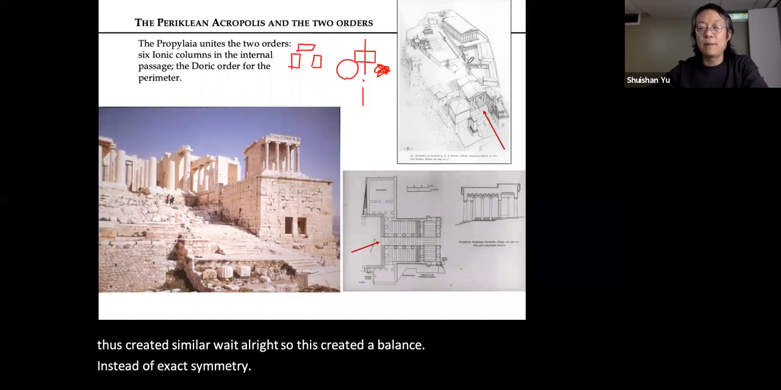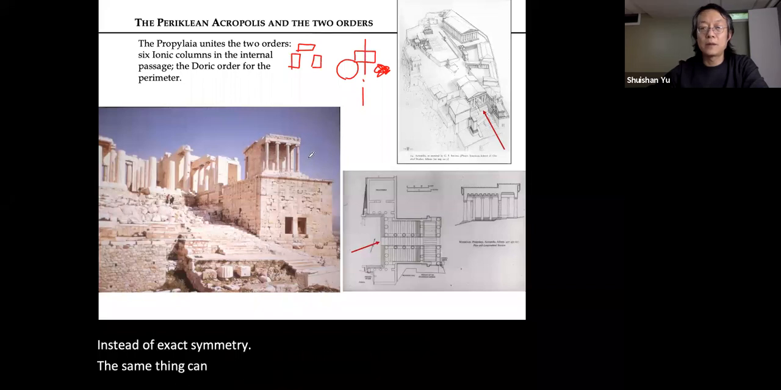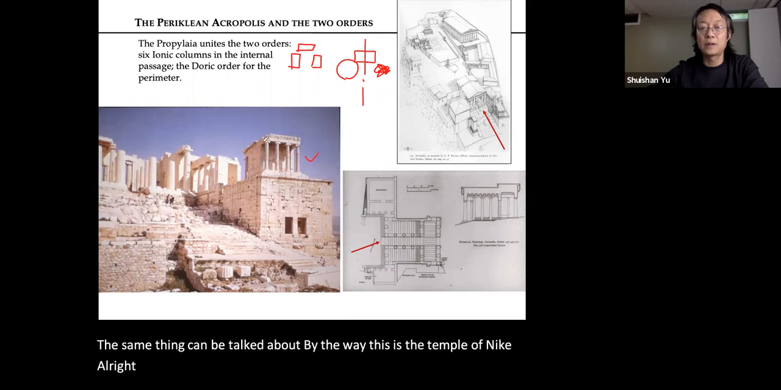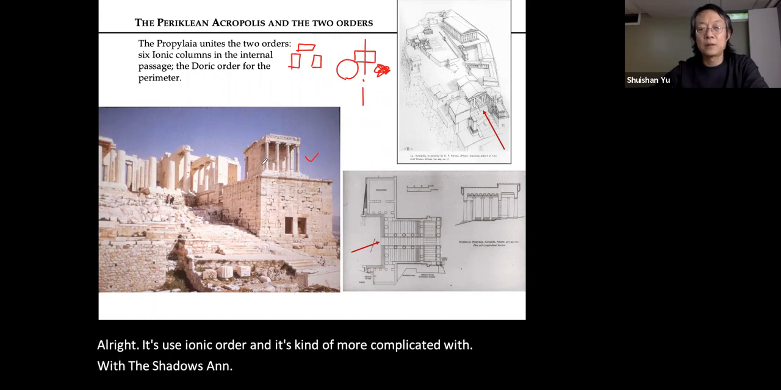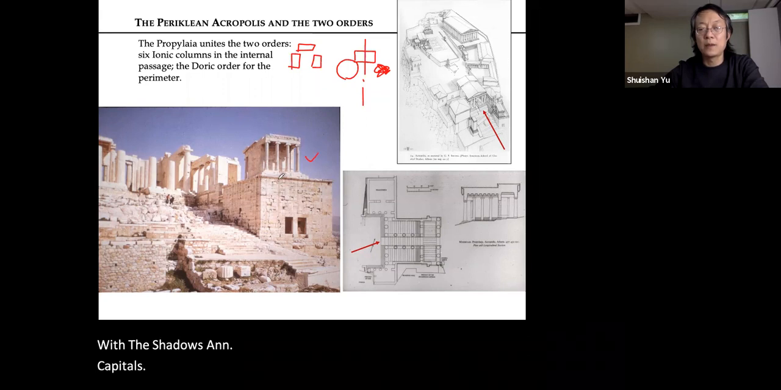The same thing can be talked about. By the way, this is the Temple of Nike, all right? It used Ionic Order and it's kind of more complicated with the shadows and capitals. It carried more weight than its size.